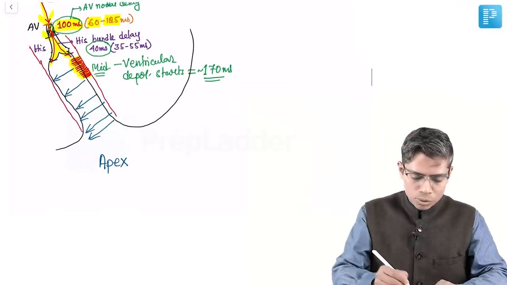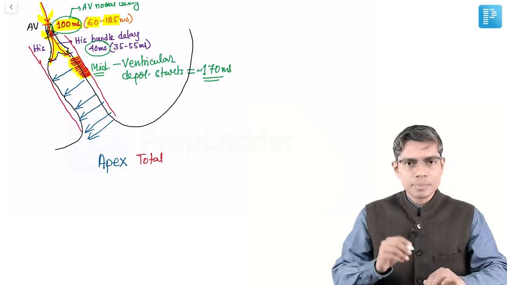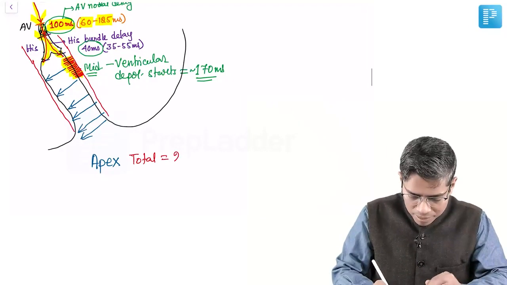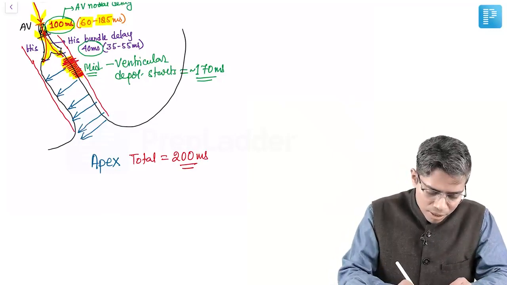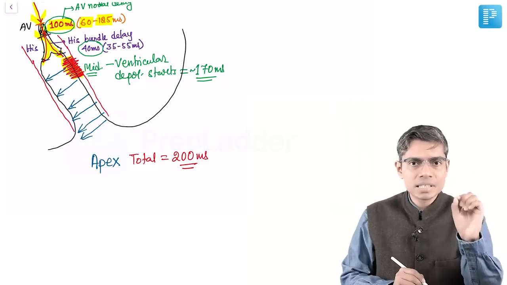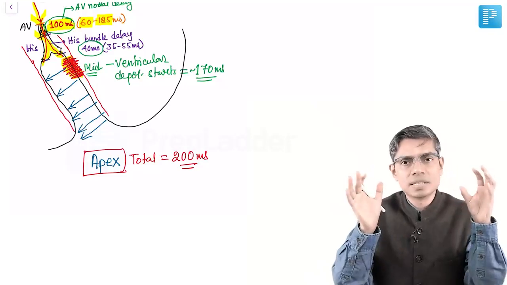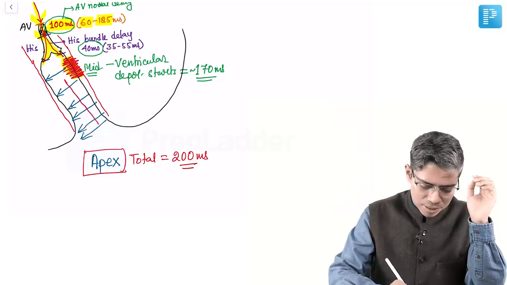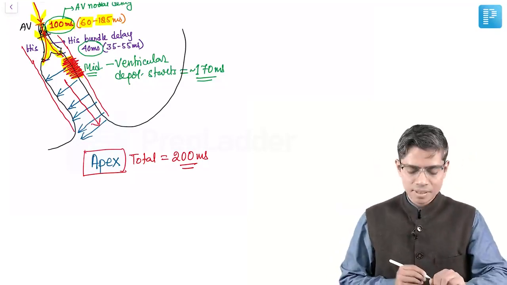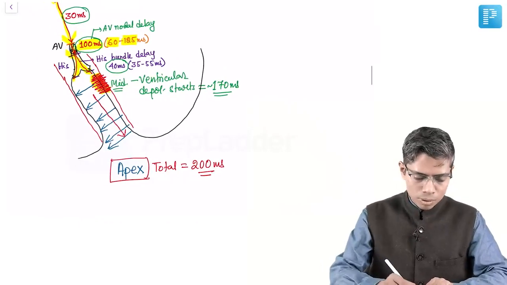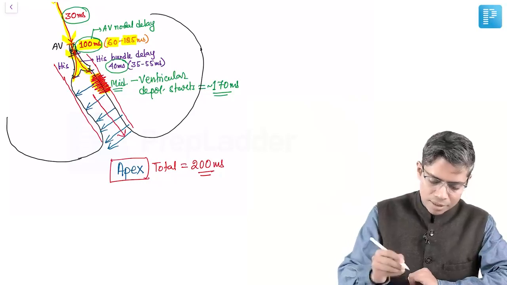The total time for the impulse to reach up to the level of apex is 200 millisecond. Means up to the level of this mid part of the septum, the impulse is reaching at 170 millisecond, and then it is reaching up to the level of apex in total 200 millisecond. That means 30 millisecond time is required to cross this septum from mid portion up to the apex of the heart, right?